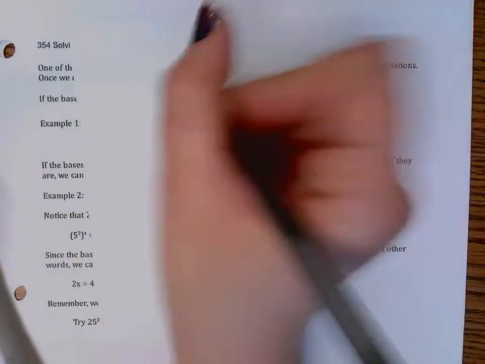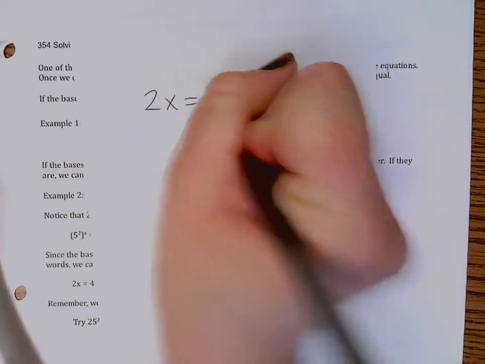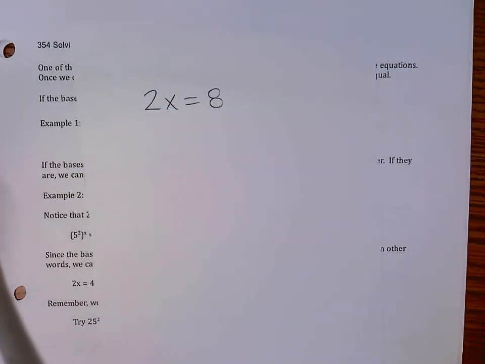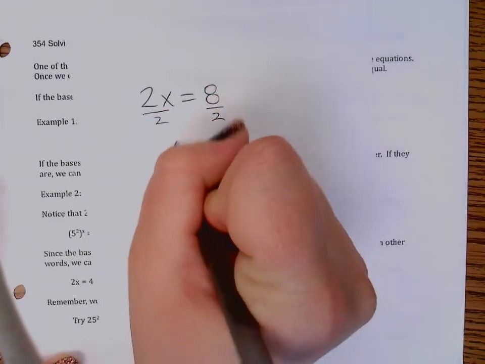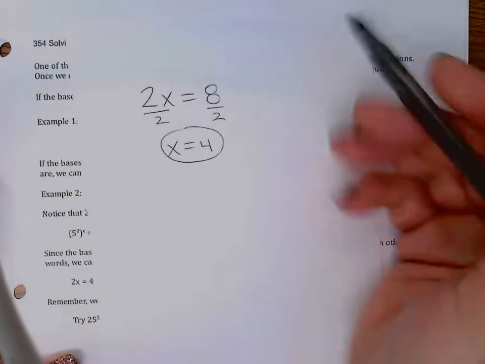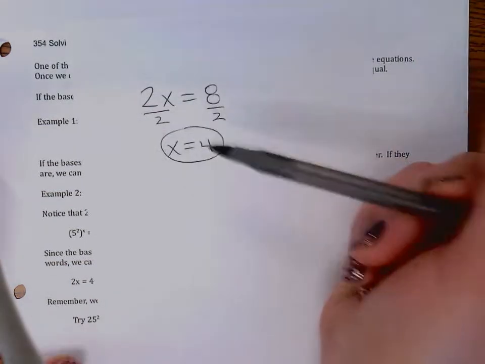What does it mean to solve functions? If you had 2x equals 8, what would you do to both sides? You don't have to write this part down. What would you do to both sides to solve for x? Right, divide by 2, so x would equal 4. So that is a linear function that we just solved.